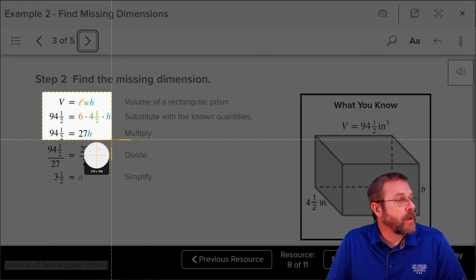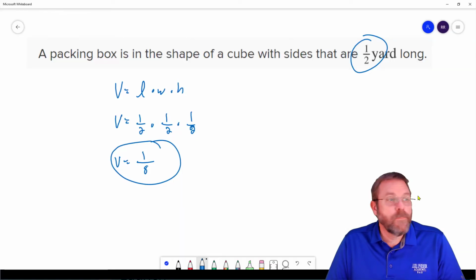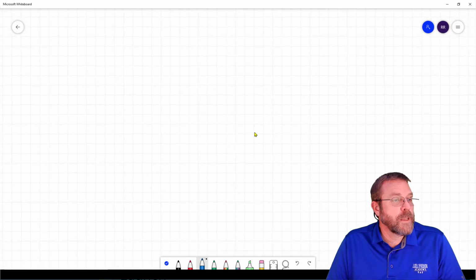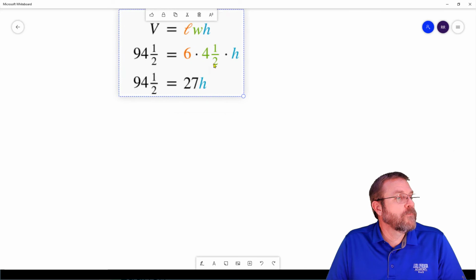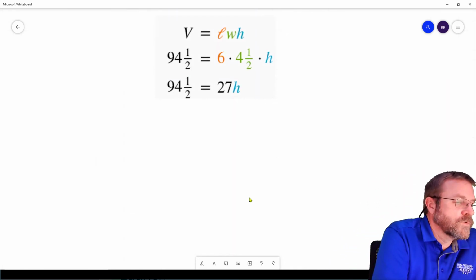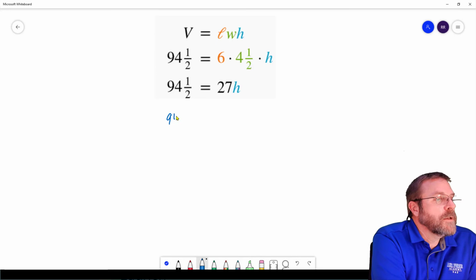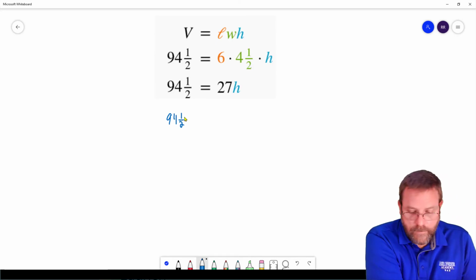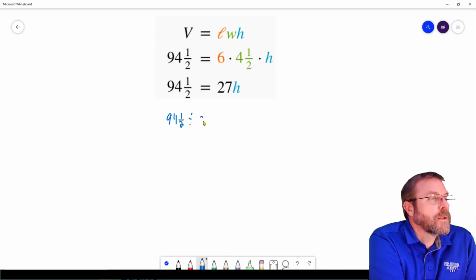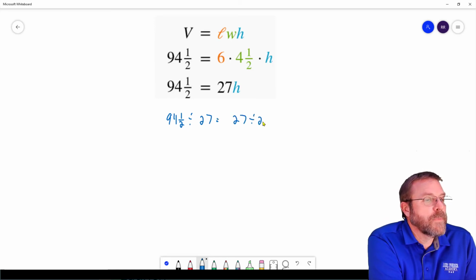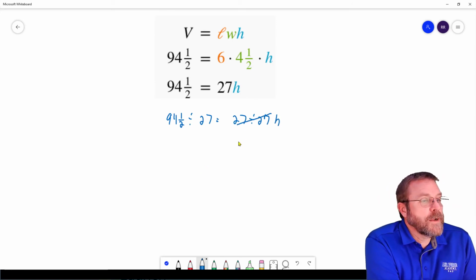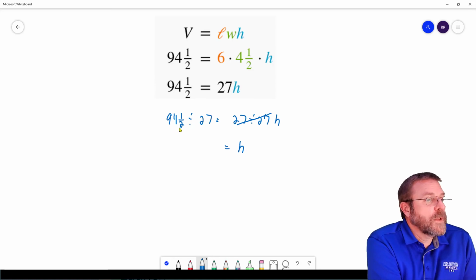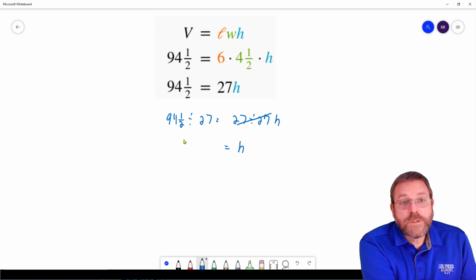So at this point, I'm going to take and do a screenshot and pull it off to my own space where I'm going to work that problem separately. Where they divided it vertically, I'm going to divide it horizontally. I'm going to say 94 1/2 divided by 27 is equal to 27 divided by 27 times the height. These 27s divided out, leaving the height, and on this side over here, we're going to keep, change, flip.